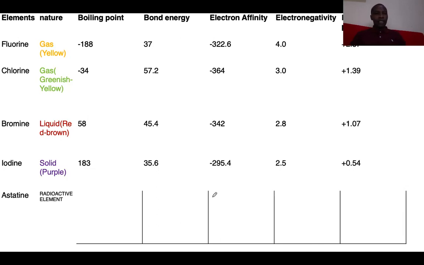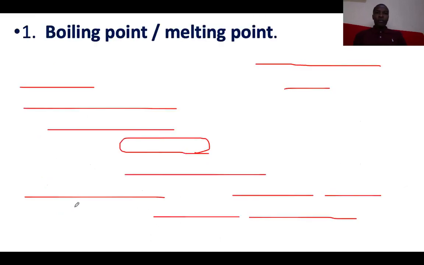Now, you have to note that you see me not talking about the astatine. The reason why I'm not talking about it is because it is a radioactive element. And these radioactive elements don't follow the same trends like for these other elements of, for example, group 7, I'm trying to talk about. To go on, let's talk about the boiling points.